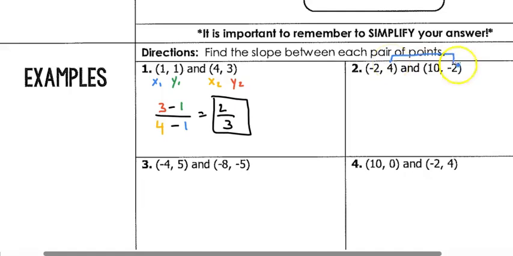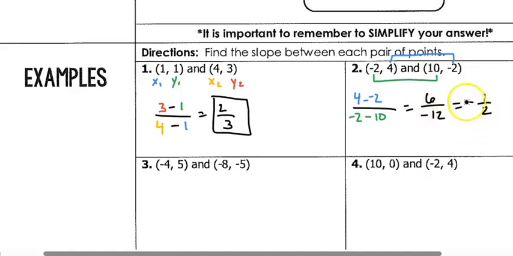The second way that you can do this, I just like to draw lines. So I go from y to y on the top, and then on the bottom I go from x to x. So on the top I'm doing 4 minus negative 2, and then on the bottom I'm doing x to x, so negative 2 minus 10. I'm just going to do that math and simplify. So 4 minus negative 2 is the same thing as 4 plus 2, so that would give me 6. And then negative 2 minus 10 would be negative 12. That's going to simplify to negative 1/2, and that would be my slope.